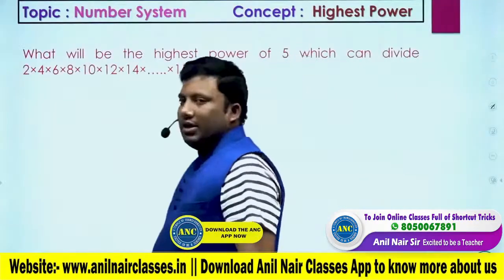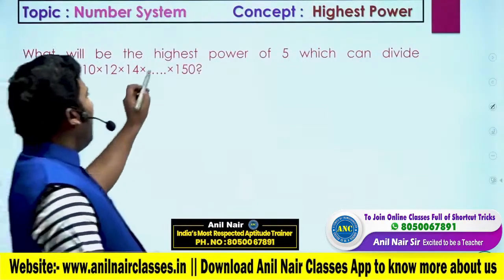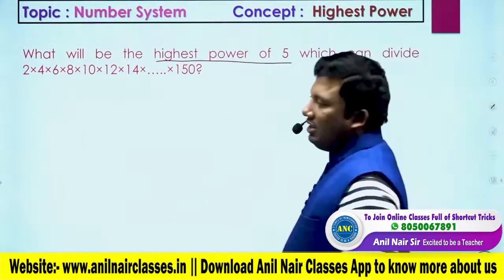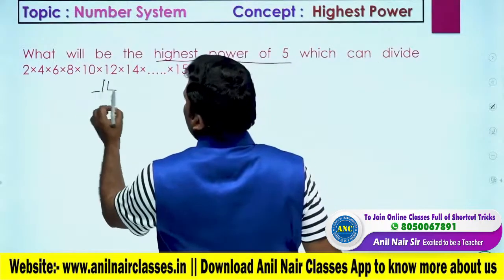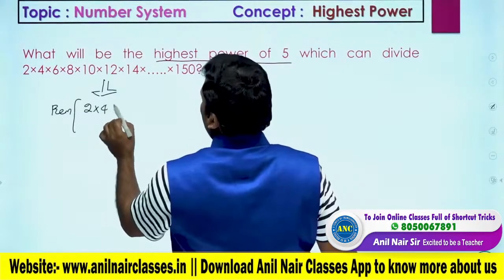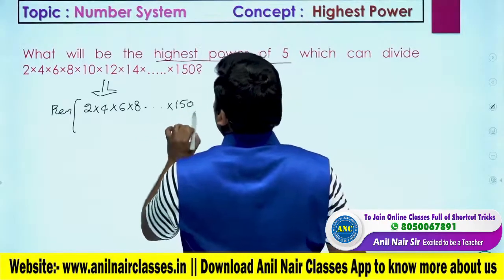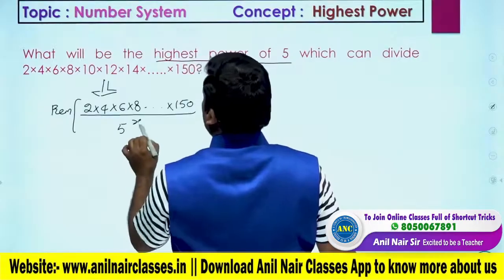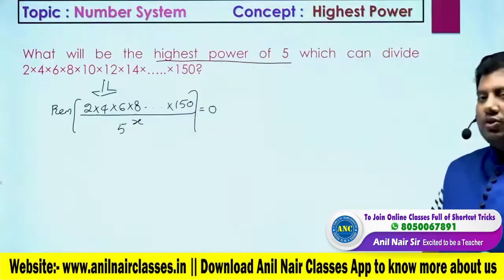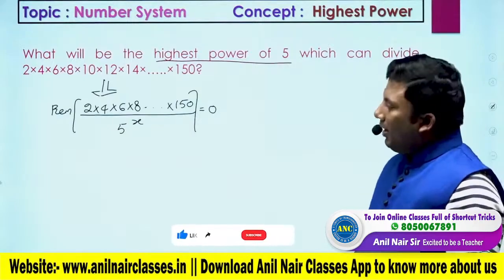Now, see here, next question. What will be the highest power of 5? I require the highest power of 5 which can divide this number. That means this question can also be asked like this: there is an expression 2 into 4 into 6 into 8, and so on up to 150. These, when divided by which highest power of 5, will the remainder be 0? 2, 4, 6, 8, 10, 12, 14, and so on up to 150, divided by which power of 5, remainder will be 0.